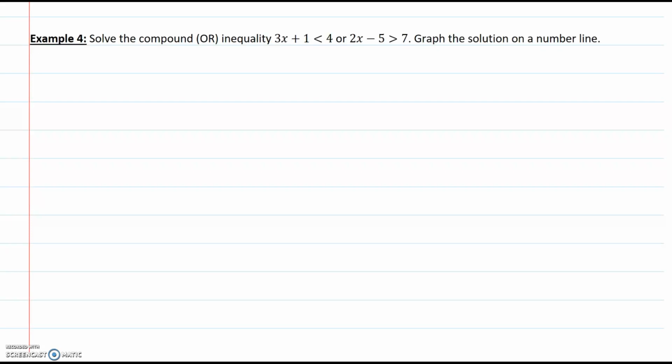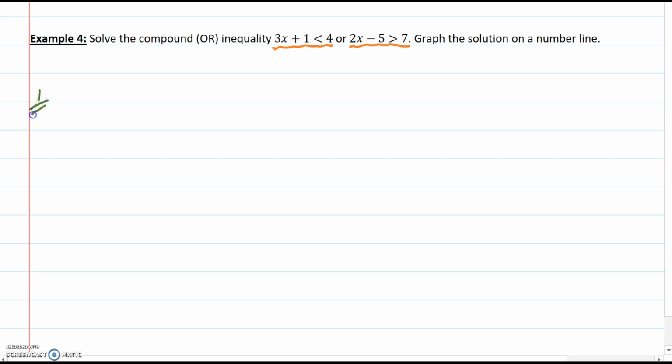Example 4 in this section on inequalities deals with a compound OR inequality. And you can see, looking at this, that it's made up of two separate inequalities. Now what we're going to do is take each of those two inequalities and solve them as if they were two simple inequalities, and at the end we'll put our answers together. So here goes.